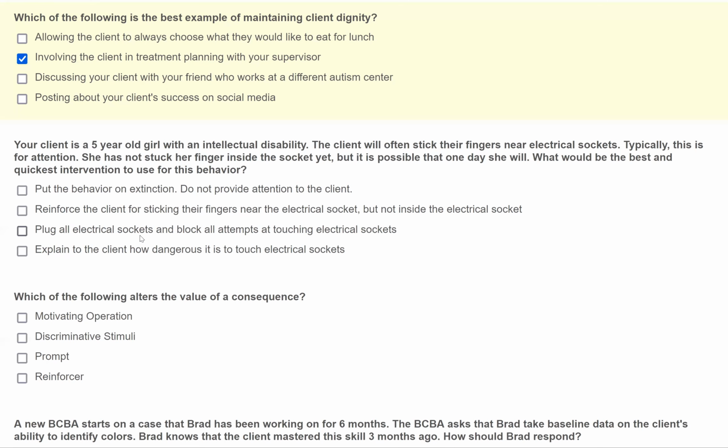C, plug all electrical sockets and block all attempts at touching electrical sockets. Yes, okay. When things are dangerous, it's a crisis, or it's life-threatening, we need to start blocking that, right? Immediately, we should say, okay, until we can find the perfect intervention here, we need to act immediately to prevent any harm. How are we going to do that? Well, we're going to prevent all attempts at going near this electrical socket. We're going to plug all the sockets and start blocking.